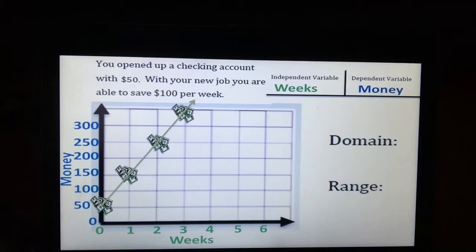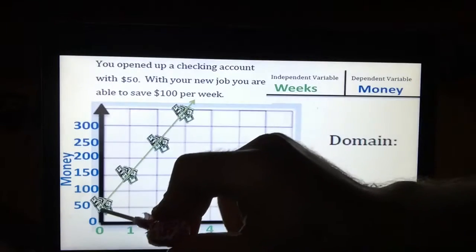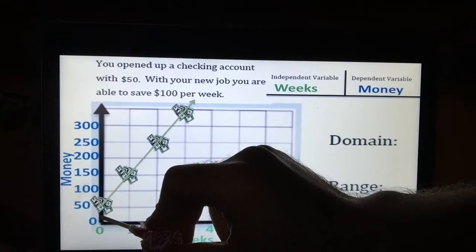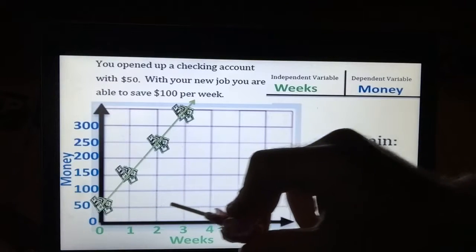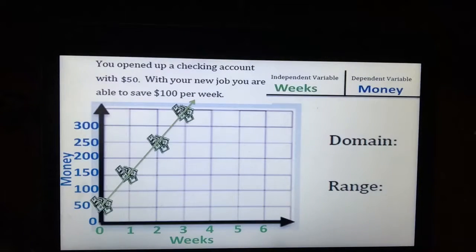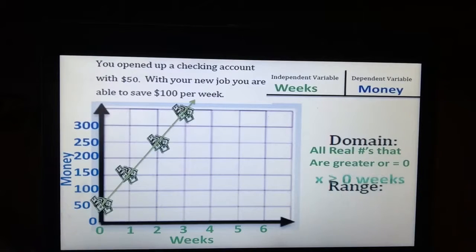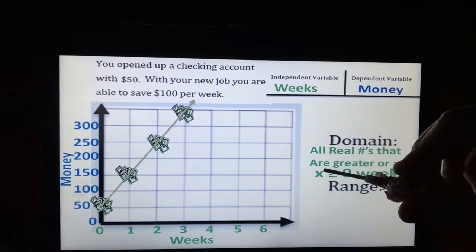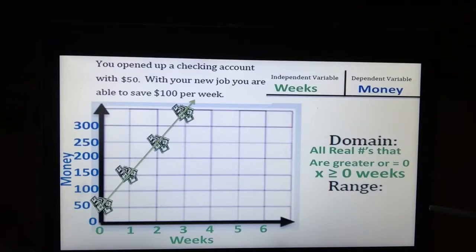Go ahead and figure out what the domain and range is right now. All right, again, the domain is how far to the left and to the right. This person starts at 0 weeks and then will go all the way to infinity if he keeps saving his money. So that's why the domain is all real numbers that are greater or equal to 0. Okay? This could be represented as x is greater or equal to 0 weeks.